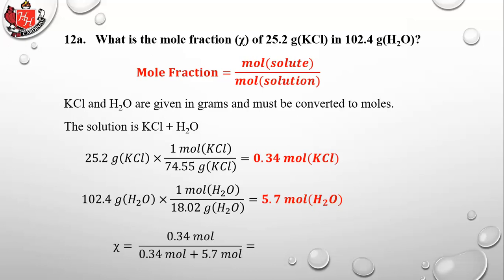So now you put the moles of solute on the top, that's the 0.34. The moles of solution, that's the two of them added together, is on the bottom. And you end up with 0.06. Even though it's called mole fraction, it's still presented as a decimal number, and it has no units of measure. It's just moles over moles cancel out, and you get just a number without a unit. So it's 0.06 in this case.